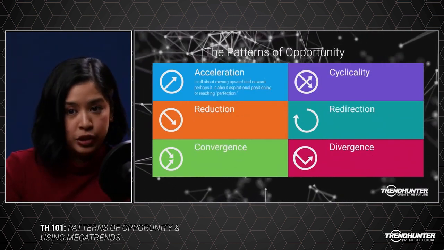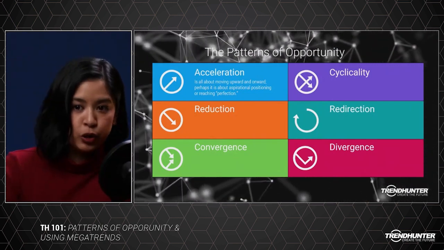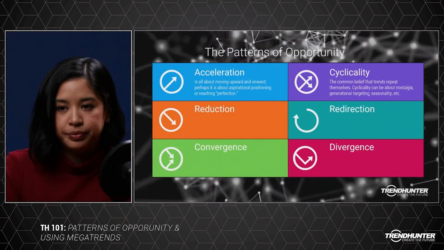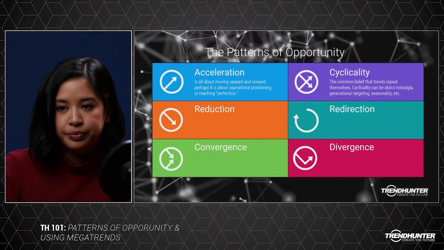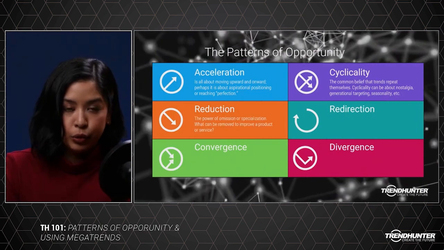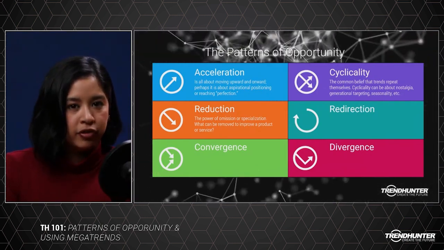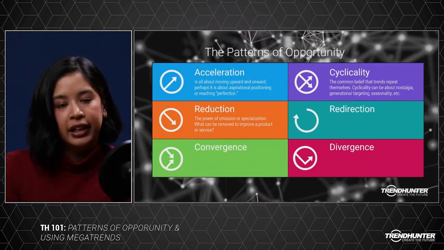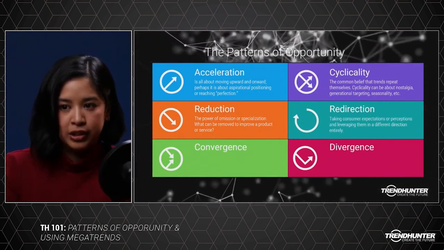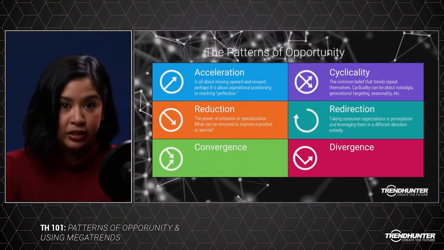So for example, acceleration is all about moving upward and onward. It's about hyper-focusing on something specific to achieve aspirational positioning or even reaching a sense of perfection. Trends repeat themselves, and taking advantage of cyclicality can look like nostalgia, generational targeting, seasonality, etc. Reduction is all about the power of omission or specialization. So it's about removing something from your product, your service, your brand, your project, in order to make it easier to understand and socialize.